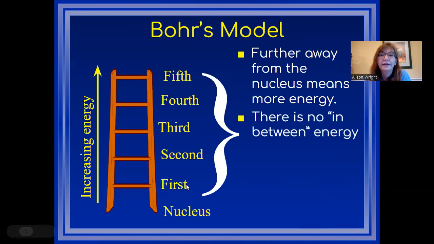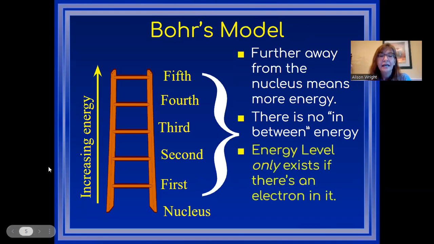Okay. And there is no in between. The electrons are either on one energy level or another. It's like you can't stand between rungs of a ladder, right? You're either on the first rung or the second rung, etc. You can't try to put your foot in between and stay there. That's how electrons are with energy levels around an atom. They're either on the first or second or third, etc.